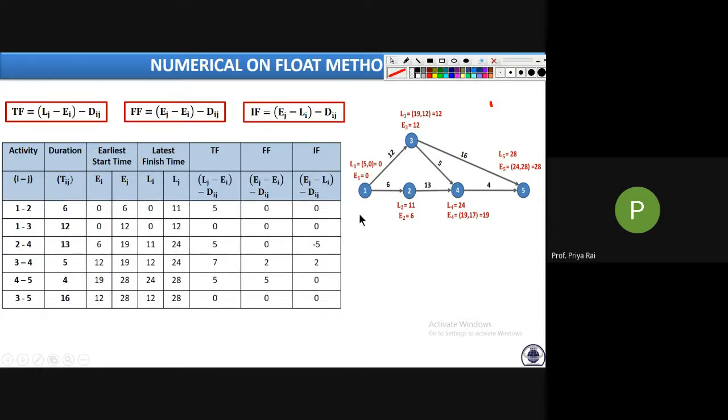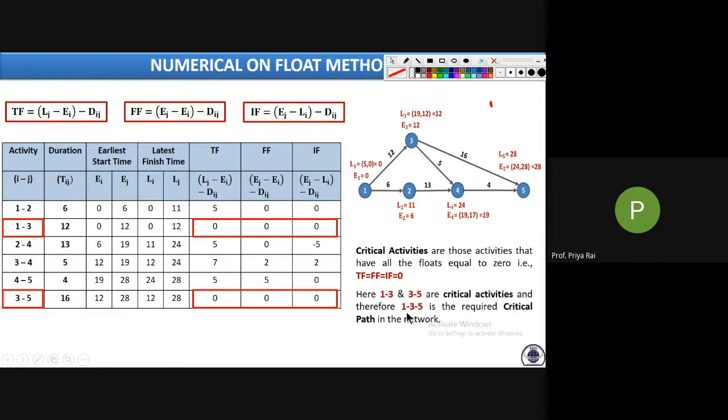Now tell me which activities are critical activities. In the previous lecture we calculated the longest path and identified which path is critical. You can identify it by the float method also. For an activity to be critical, all its float values should be 0. See here, this is 0 and this is 0. So our critical activities are 1 to 2, 2 to 3, 3 to 5, and the path followed by these activities is 1 2 3 5. So this is your critical path.